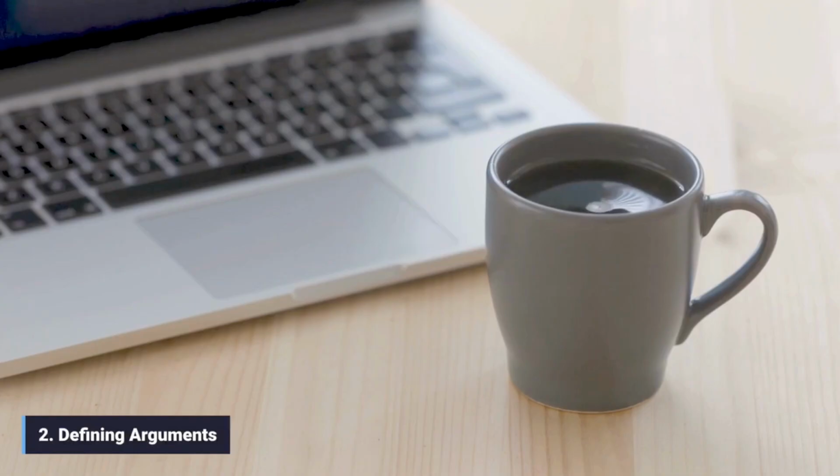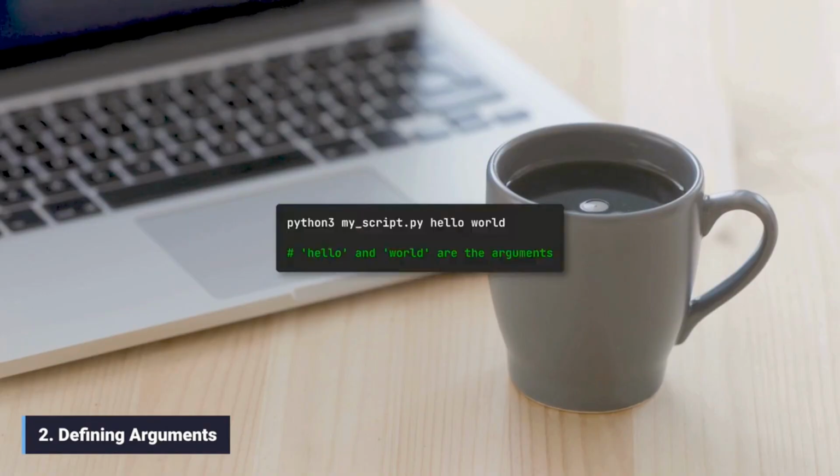2. Defining arguments. Command line arguments are simply the additional pieces of information you pass to your program after the file name. They allow external systems or users to instantly configure the script. For example, here we are passing the words hello and world as arguments.